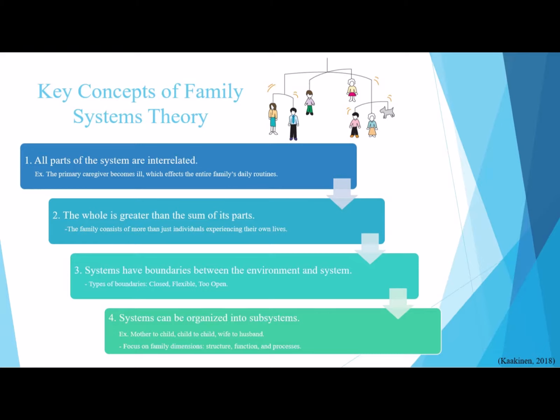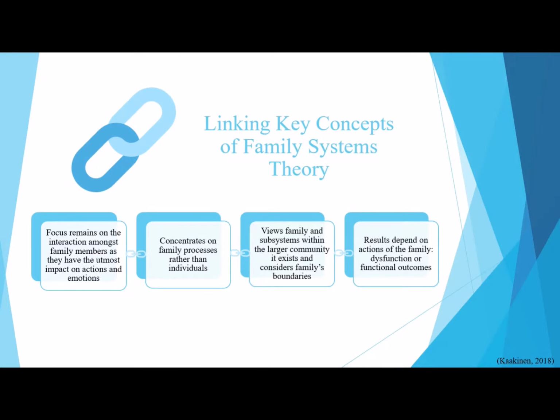Lastly, systems can be further organized into subsystems. Subsystems include relationships within the family system, such as mother to child and child to child. These subsystems use the three family dimensions, structure, function, and processes, which help nurses formulate interventions that create positive outcomes for the family. The four main concepts are linked as they center around the process of each family system.